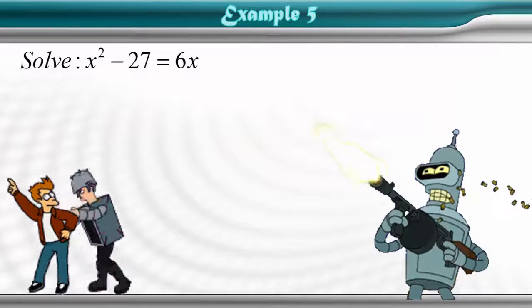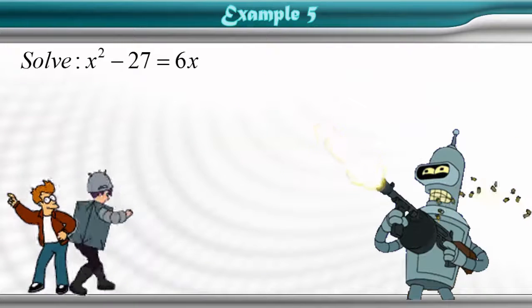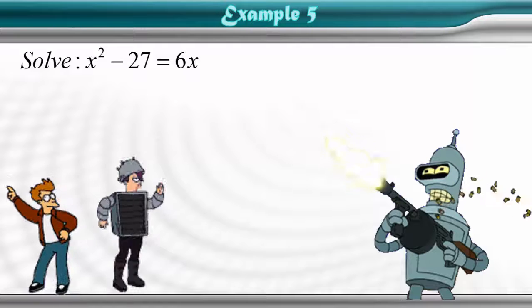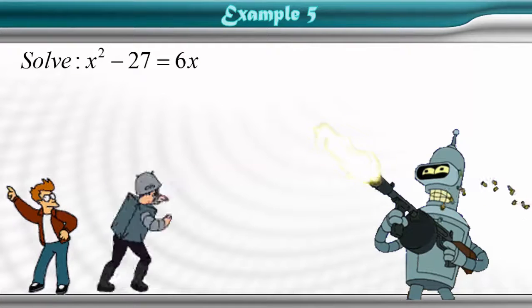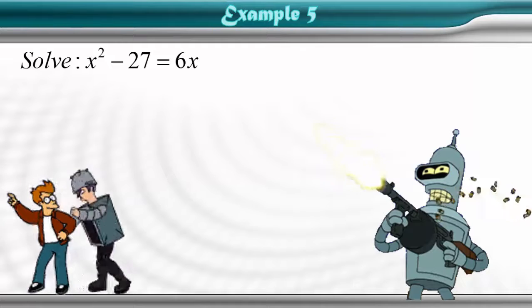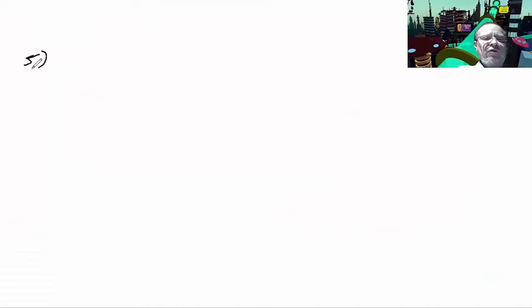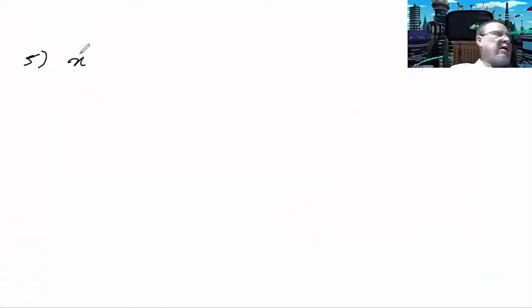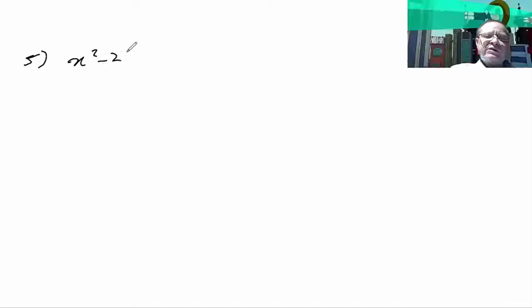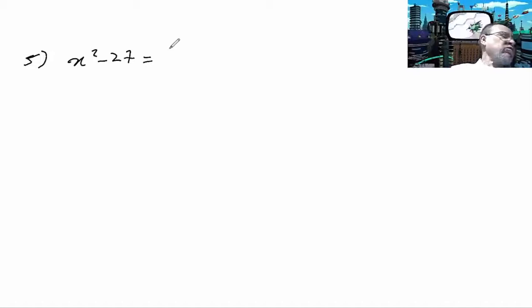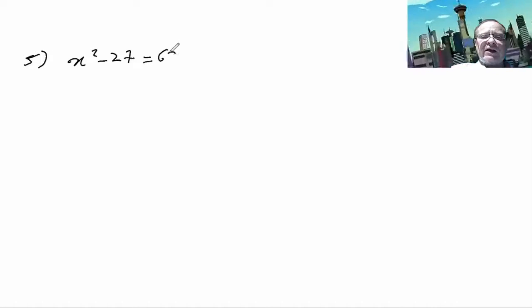In example number 5, we're asked to solve x squared minus 27 is equal to 6x. So let us go over to the whiteboard and work this out. In example number 5, we're given x squared minus 27 is equal to 6x.